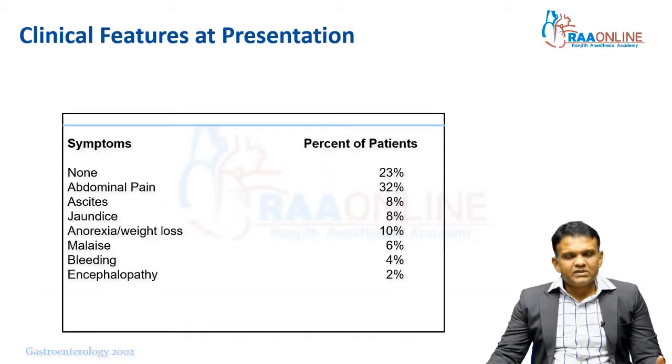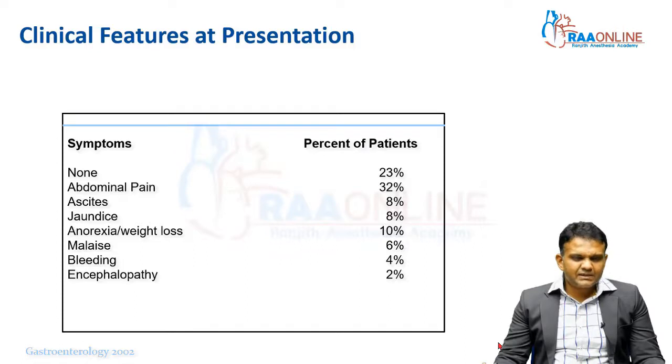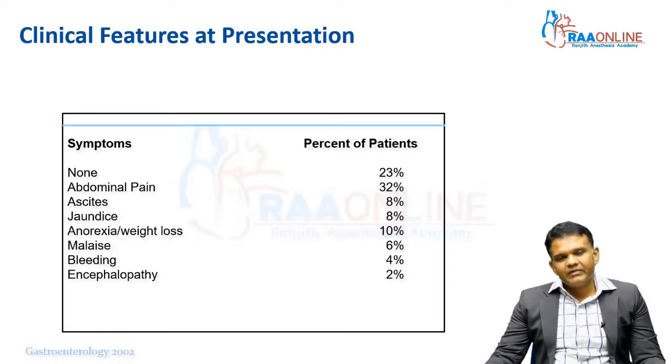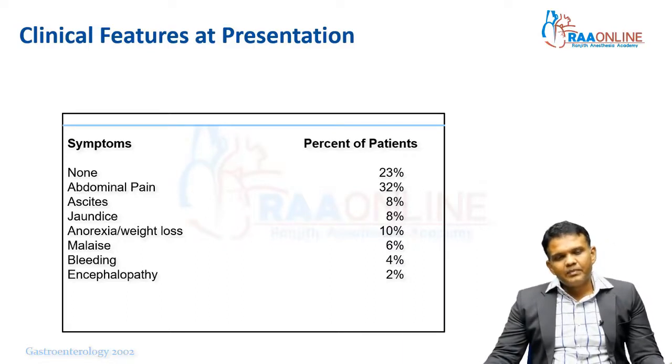The common diagnosis will be the clinical features, which include abdominal pain, ascites, anorexia and weight loss, malaise, rarely bleeding, and encephalopathy is quite rare. Because of the liver's regenerative capacity, the encephalopathy occurs quite late.